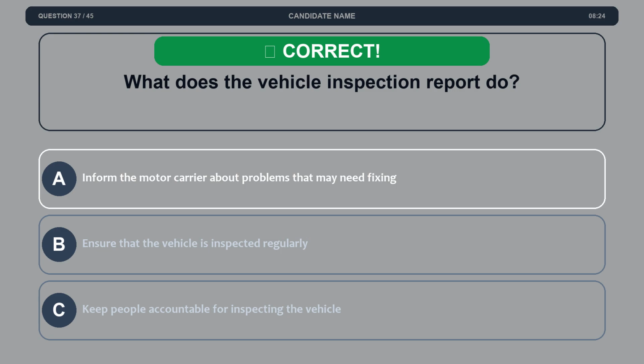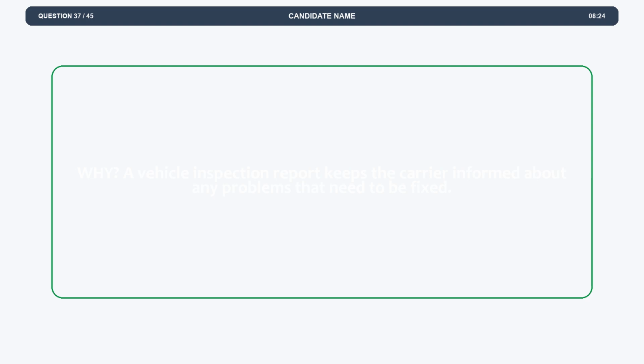The correct answer is option A. Inform the motor carrier about problems that may need fixing. Explanation. A vehicle inspection report keeps the carrier informed about any problems that need to be fixed.